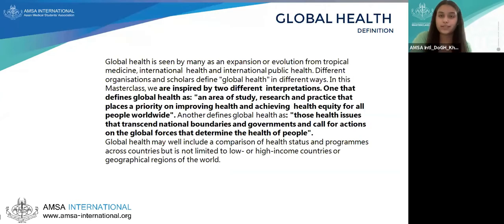First of all, what does global health actually mean? Global health is an expansion or evolution from tropical medicine and international health, and is a transdisciplinary field involving many of these fields working together. We are inspired by two different interpretations, though there might be many. One defines global health as an area of study, research, and practice that places priority on improving health and achieving health equity for all the people worldwide.